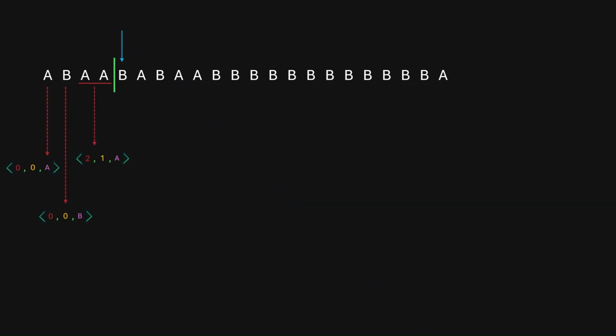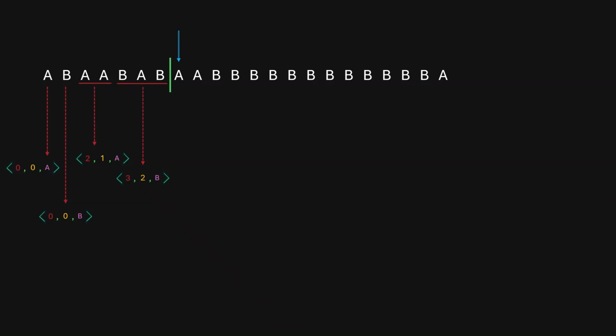Searching for B, found a match, 3 steps back. Searching for B, A, found a match. Searching for B, A, B, didn't find a match. The literal next character is B. The cursor jumps 3 spots forward.